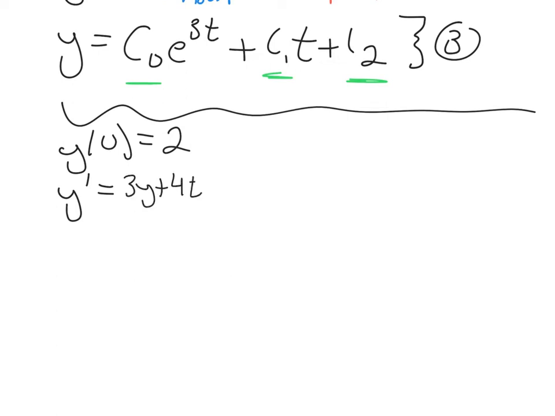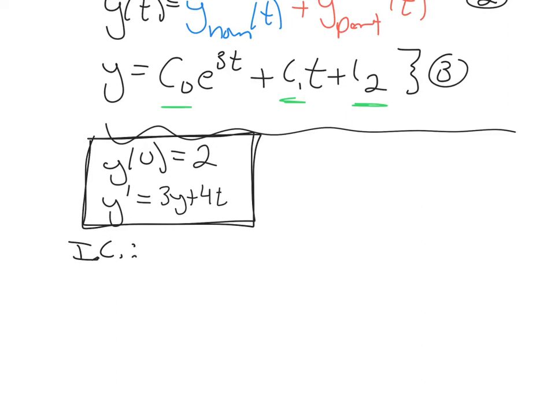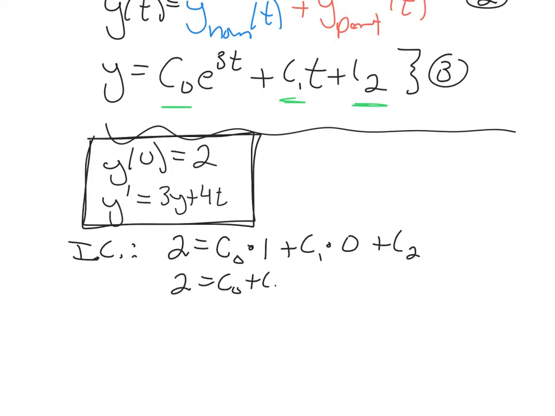Okay, those are the things we get to use in order to do our detective work. So let's use them. If I use the initial condition, I'm going to put 0 in for all the t's. So I've got 2 equals C0 times 1, or to be very explicit, times 1, plus C1 times 0 plus C2. So that tells me that 2 is equal to C0 plus C2. Okay, so I've got one equation that relates a couple of the coefficients.